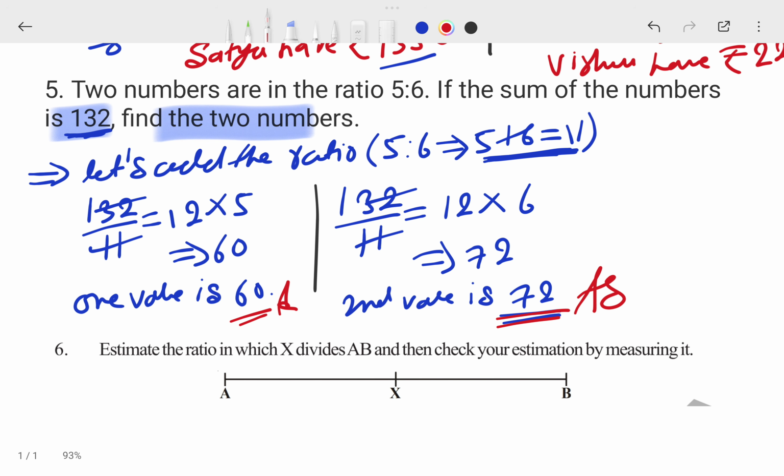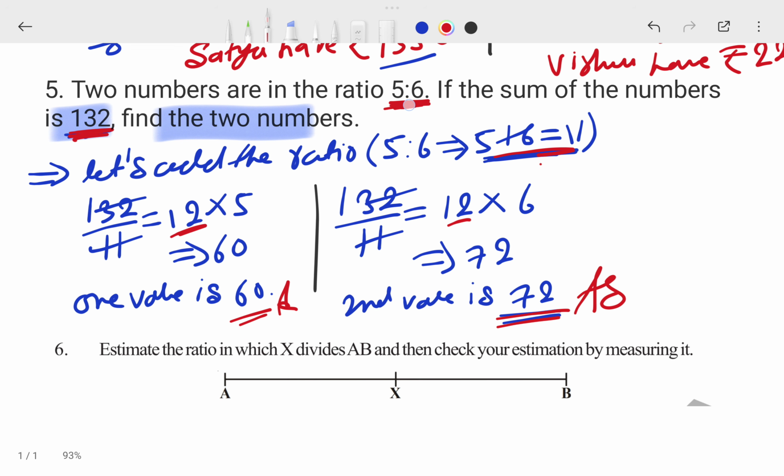What I did, just add this ratio. If you add this ratio, you will get 11. You have to take the 11 and divide here, you will get 12. Here also you are getting 12, same only. After dividing, whatever number you get, that is 12.